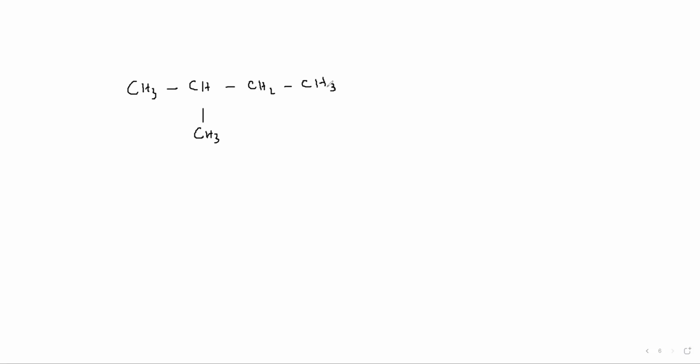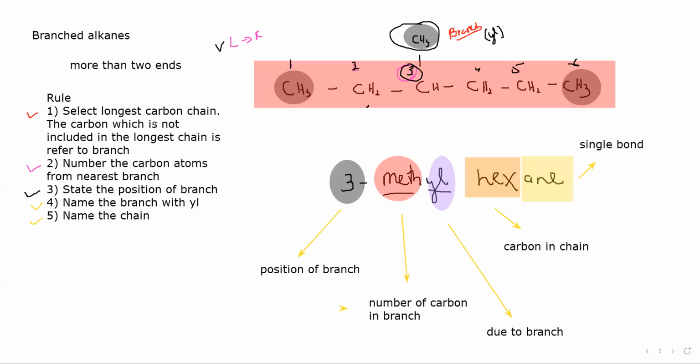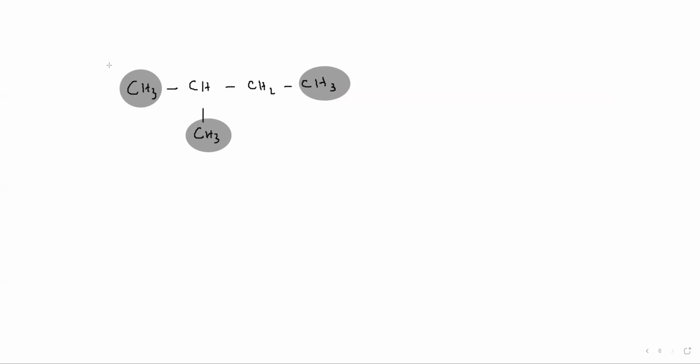Now, the first thing we have to do, the rule, is to mark the ends. How many ends are there? This is one end, second, and third. If it has three ends, it means it is branched. Now the first rule is to select the longest carbon chain. Counting from one end to another, from left to right or right to left, there are 4 carbon atoms. But if I count from left to bottom, there are 3 carbon atoms.